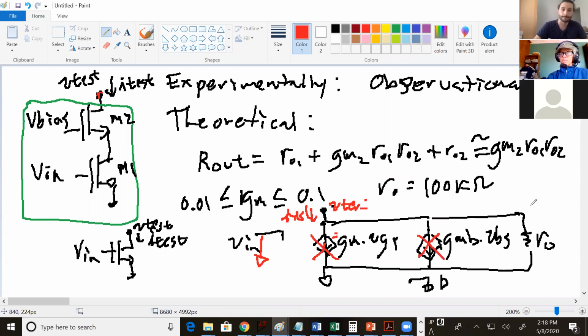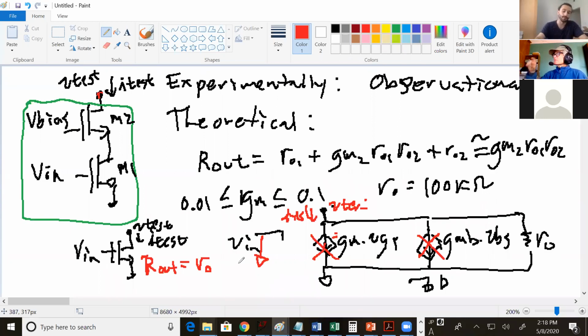So your resistance for this circuit, for a single transistor looking at this node, your R out just becomes RO. Okay. So hopefully that looks familiar from last time.